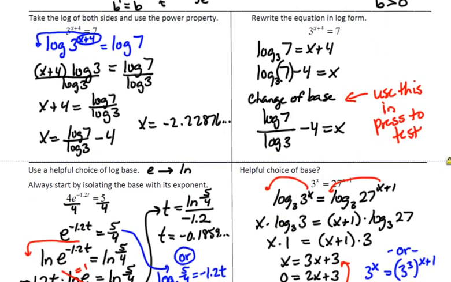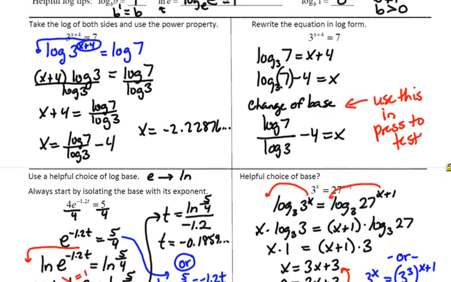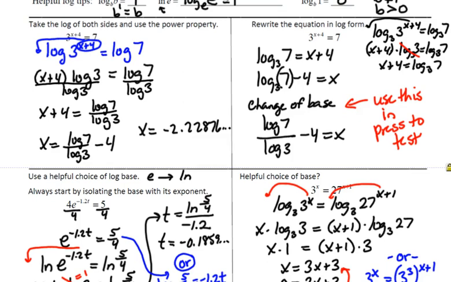So for example, I could have done this over here. I could have said log base 3 of 3 to the x plus 4 is equal to log base 3 of 7, brought this out front and said x plus 4 times log base 3 of 3 equals log base 3 of 7, and since log base 3 of 3 is equal to 1, I would have ended up with x plus 4 is equal to log base 3 of 7, which is exactly what I have here. Now that took an extra step, so I don't know if it's the best way to do it, but that's another strategy.